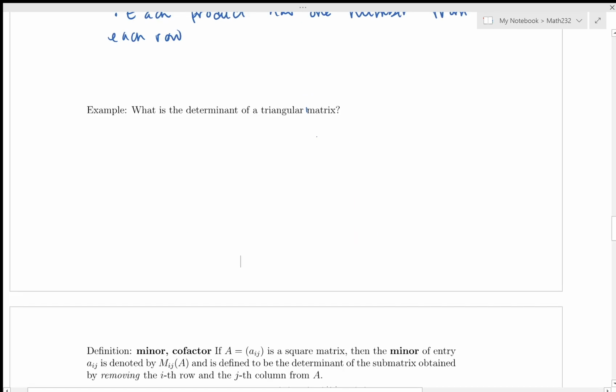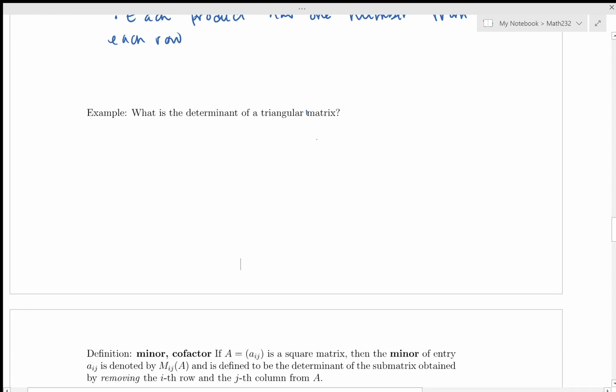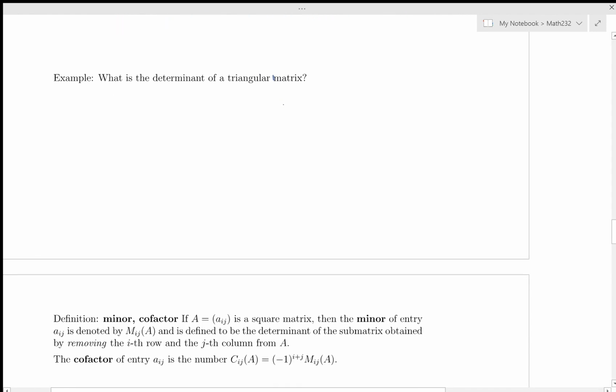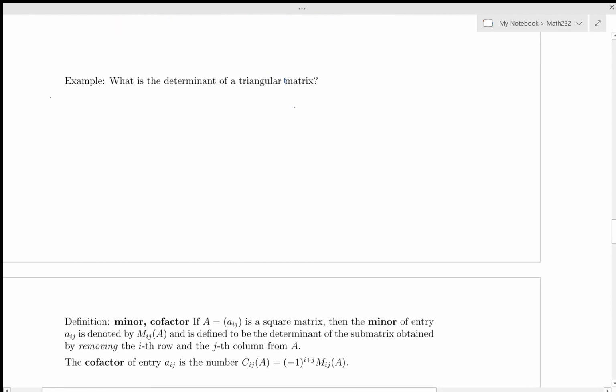Okay, so now what we're going to do is take a look at what the determinant is of a triangular matrix. Actually, what we're going to do first is just take a quick look at the diagonal matrix, and then we'll take a look at the less restrictive case of the triangular matrix. So let's just take a look at a diagonal matrix first. That looks like this.